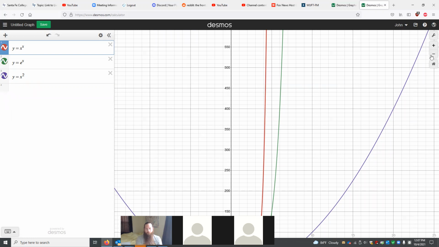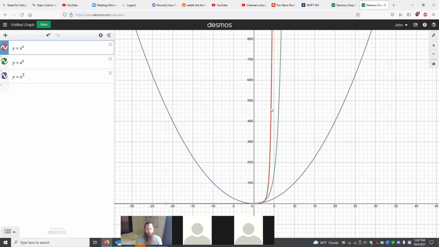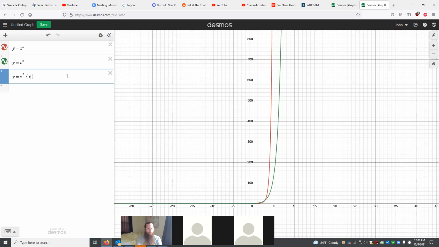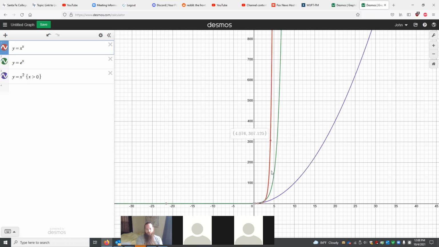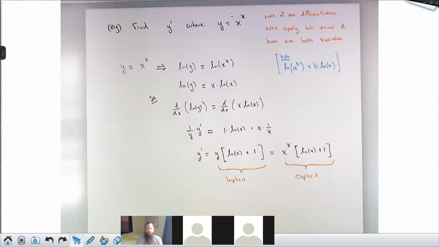So just comparing to a few other well-known functions, let me restrict this to x greater than 0. x squared is very, very slow compared to e to the x. And even e to the x is very, very slow compared to x to the x. So this is an incredibly fast growing function.